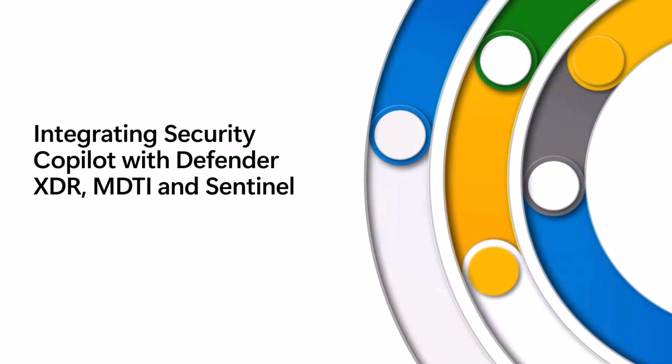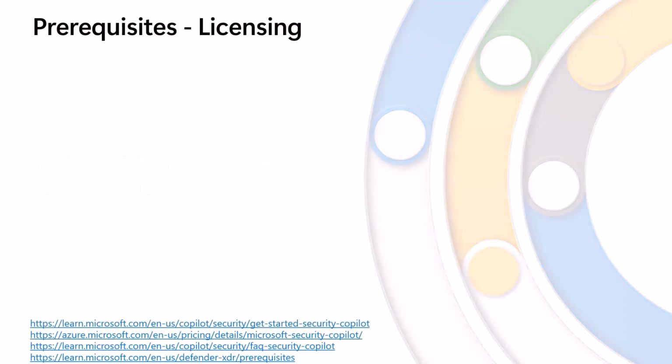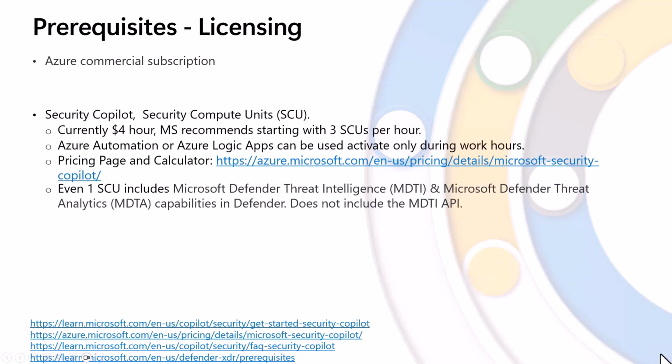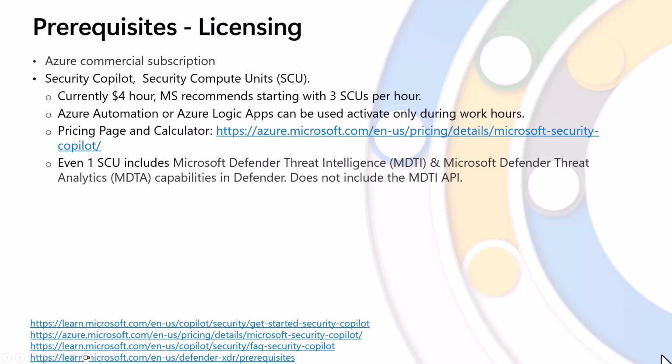Before you can use Security Copilot, you need to ensure that it's correctly configured. But first, let's look at the prerequisites. If you're setting up Security Copilot for your organization, then you'll need an Azure commercial subscription. At this time, government clouds are not supported, and at least one Security Copilot Security Compute Unit, or SCU. Currently, they are $4 an hour, and Microsoft recommends starting with 3 SCUs per hour.